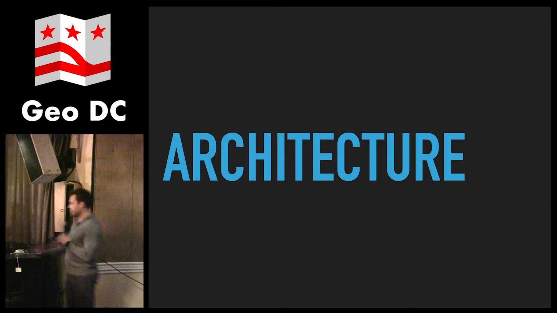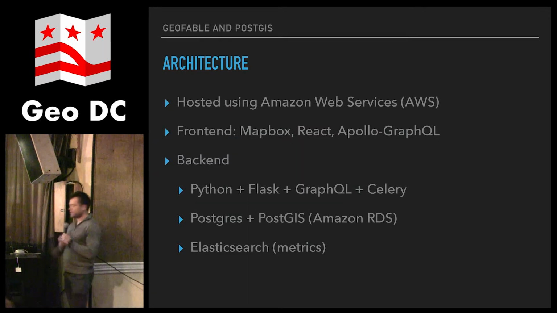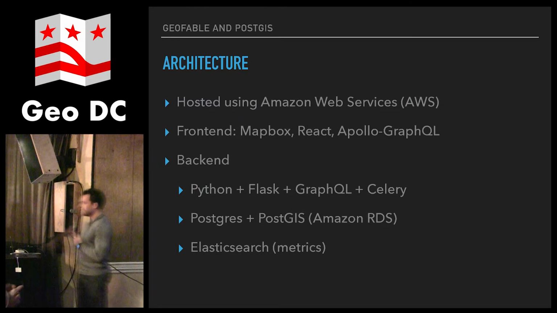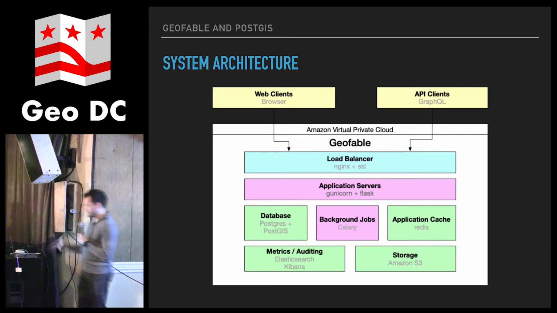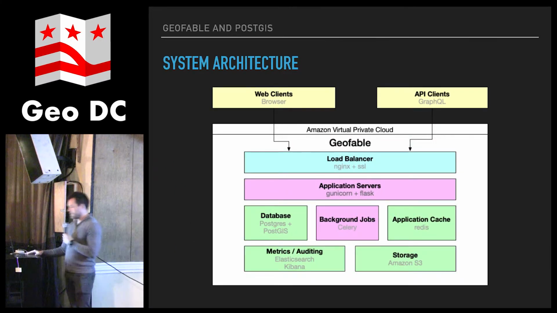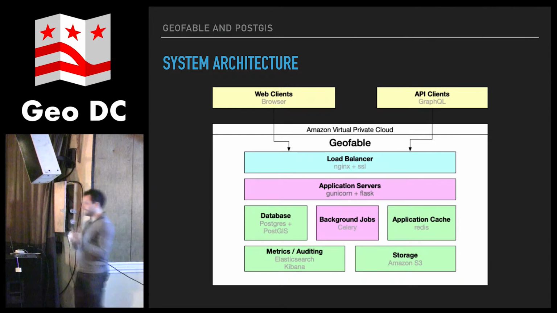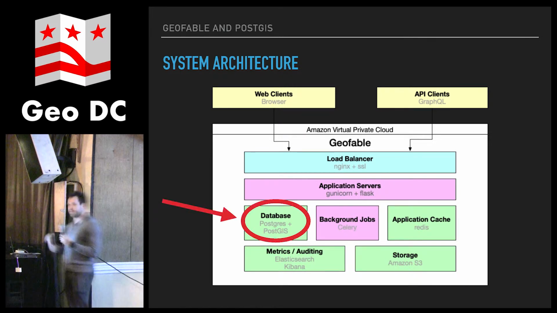As for architecture, it's in AWS, it uses Mapbox on the front end, and Python, Postgres, and PostGIS on the back end, using Elasticsearch for metrics tracking. This is the same slide as before, but I drew boxes around everything. And the core of what we're talking about today is PostGIS. That is the main database that powers Geofable.